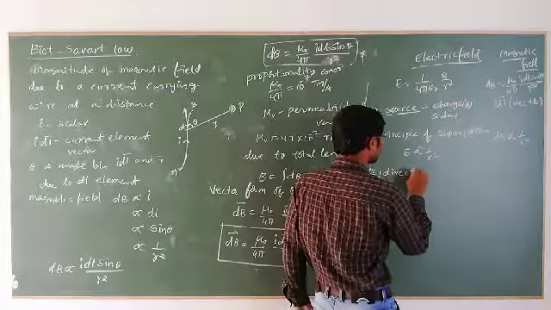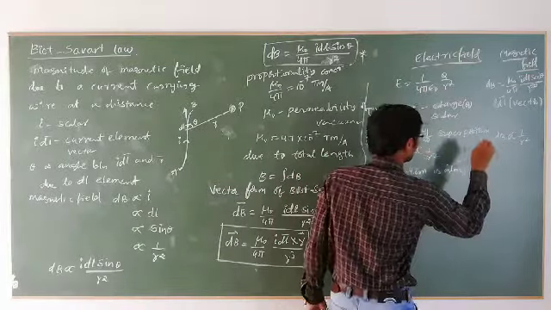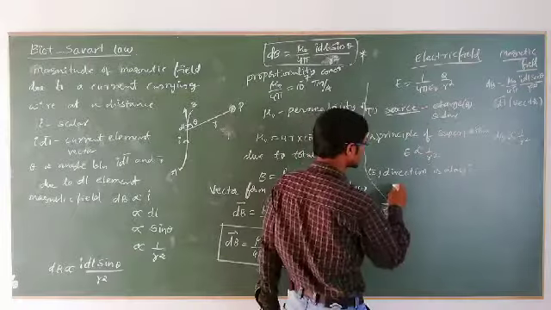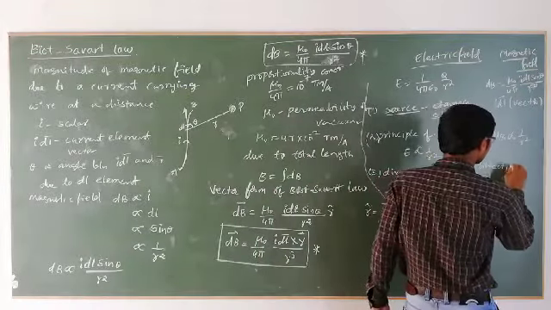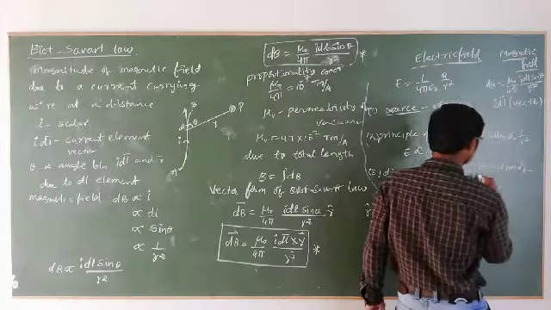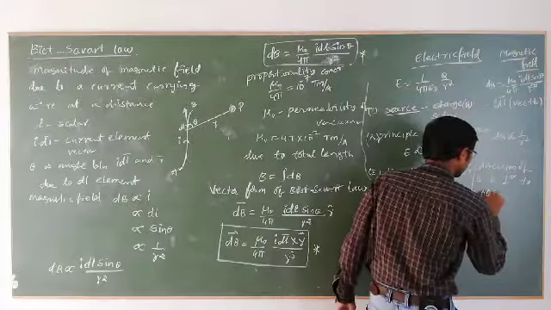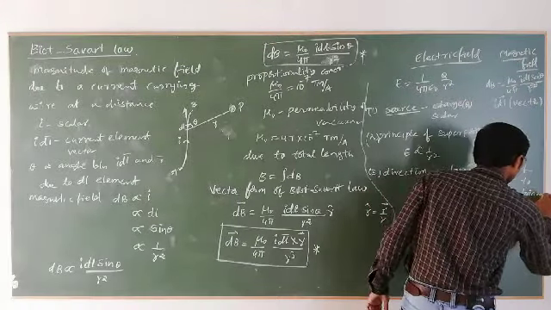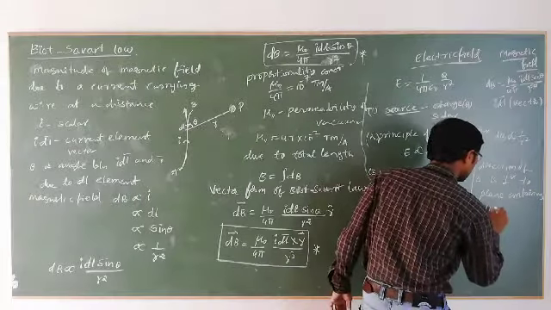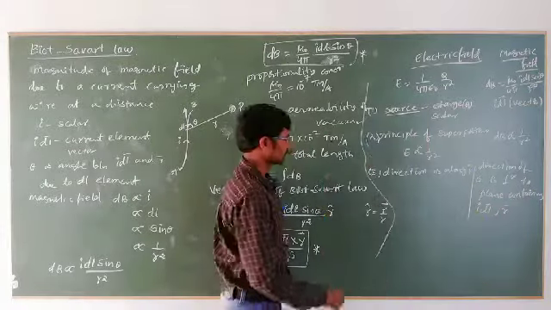Direction is along r, whereas here the direction of the magnetic field is perpendicular to the plane containing what? dl bar and r bar.